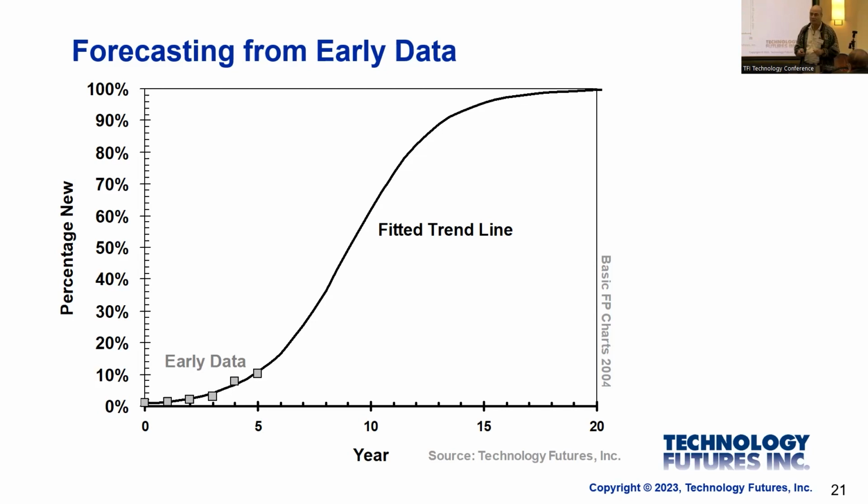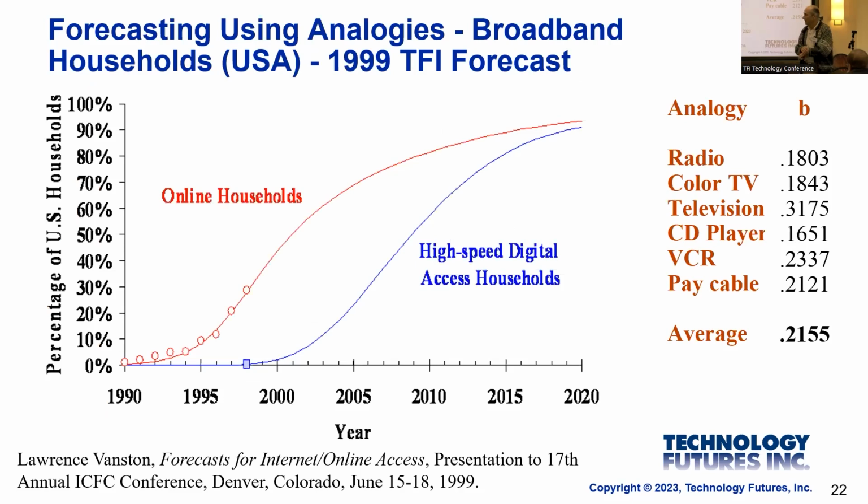So what happens if we don't have any data points? Well, this is an example from our early years of forecasting broadband. This was done in early 1999. We had one data point for residential broadband then in terms of adoption, and that's a little blue dot way down at year 1998. That's where we are, year 1998. And that was something under 1%. And we wanted to forecast broadband going forward.